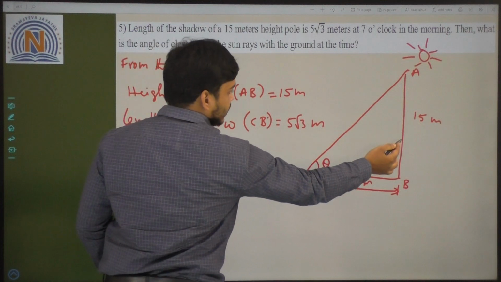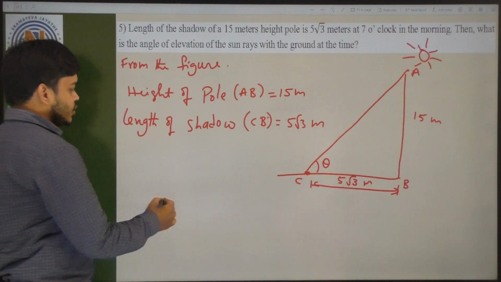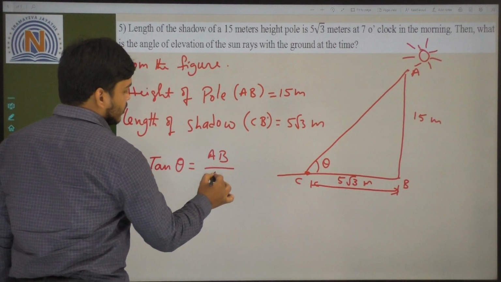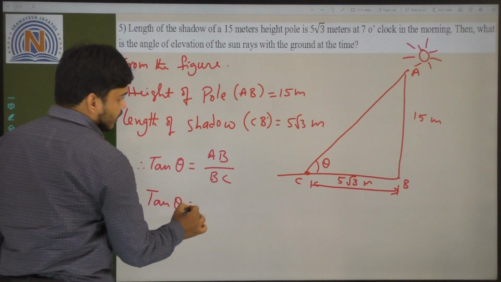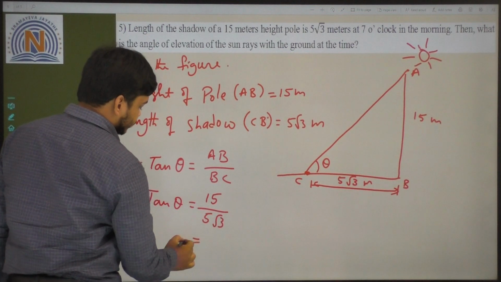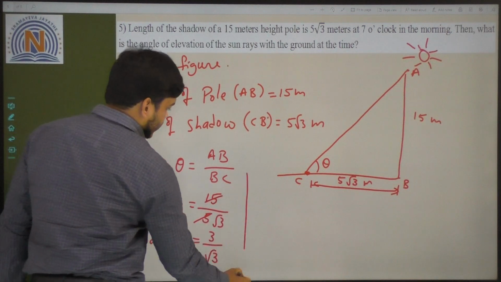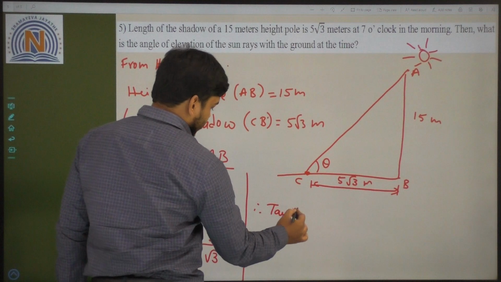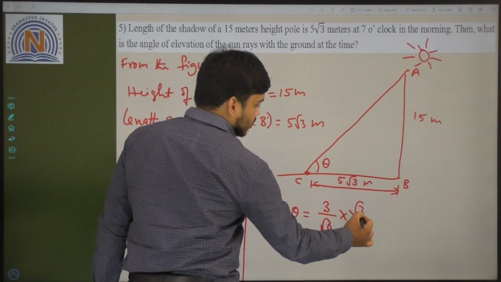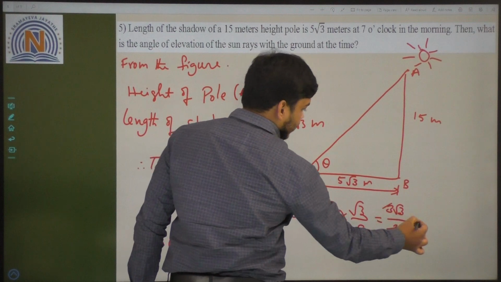What is the relation between these two? It is a right angle triangle, with the opposite side and the adjacent side. Opposite by adjacent is tan theta, so we take the tan ratio. Tan theta equals AB by BC, which is 15 by 5√3. That gives 3 by root 3. Rationalizing the denominator, multiply by root 3 by root 3, which gives 3 root 3 by 3. The 3s cancel, so root 3.